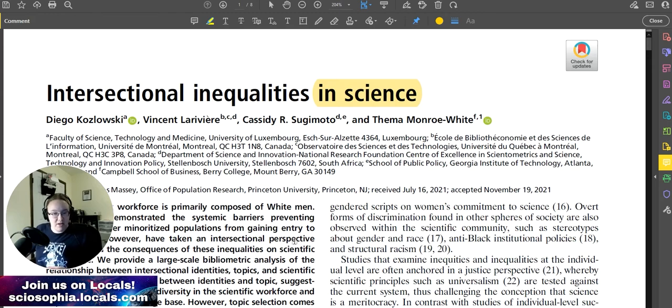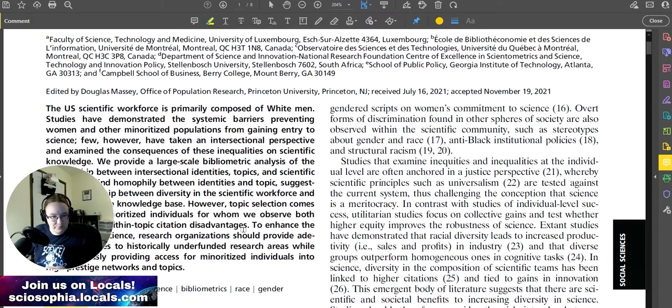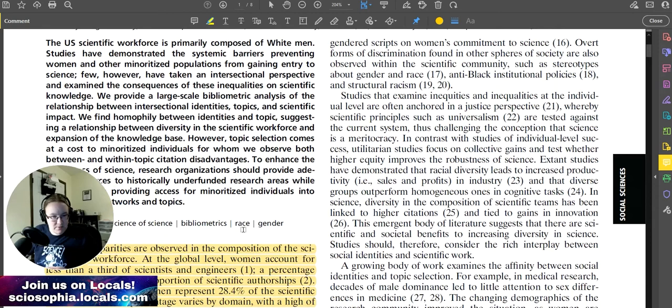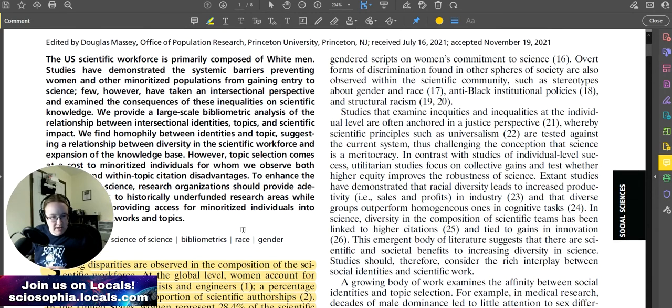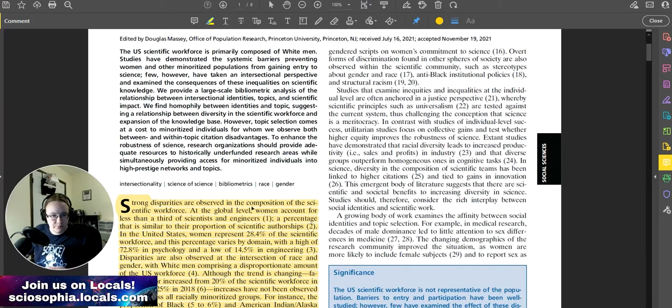So, intersectional inequalities in science. Let us read first the abstract, and then I'm going to take you through things that are important. And I like this particular article in terms of reviewing it because it makes me think very much of things that were done on a very narrow subset, and not done very well for that matter, done on a narrow subset that were then also, shall we say, overgeneralized.